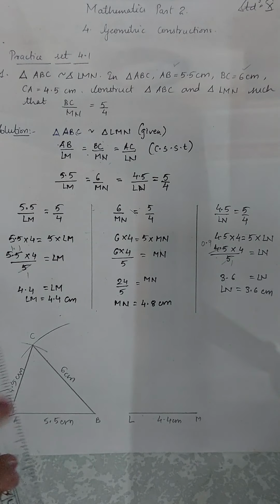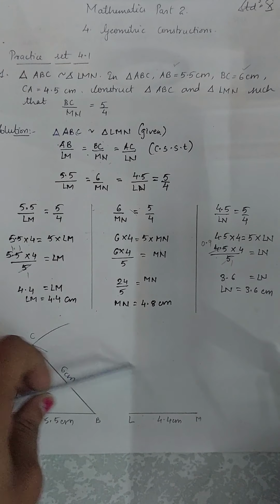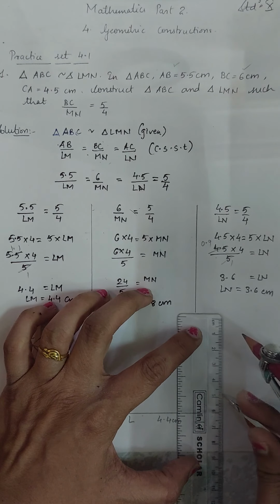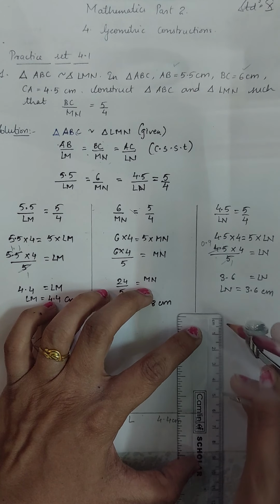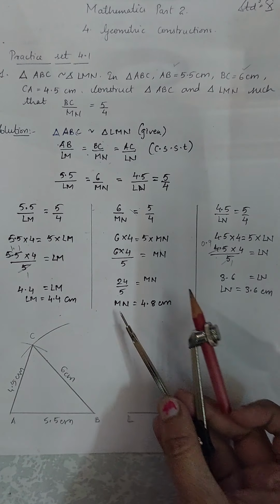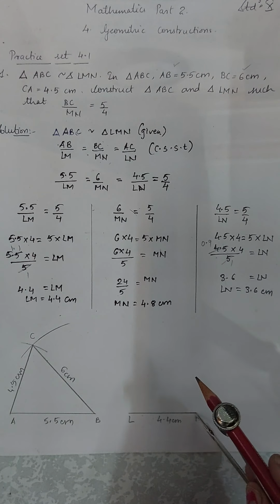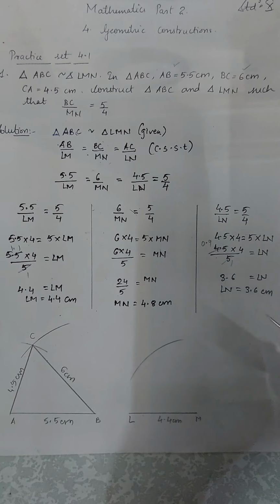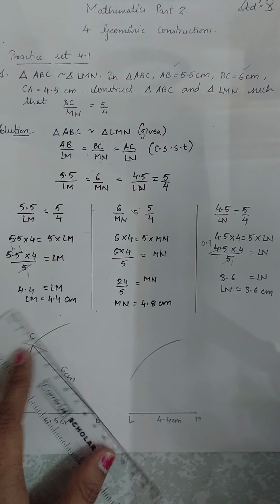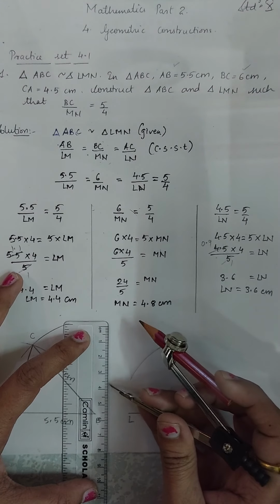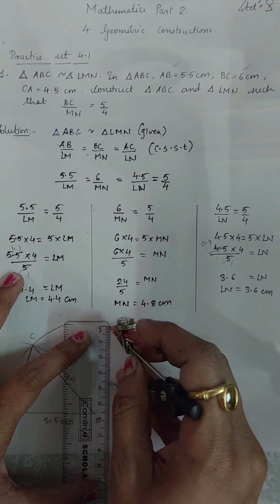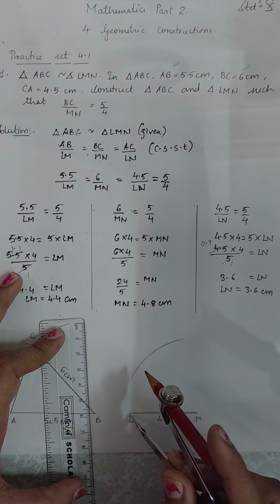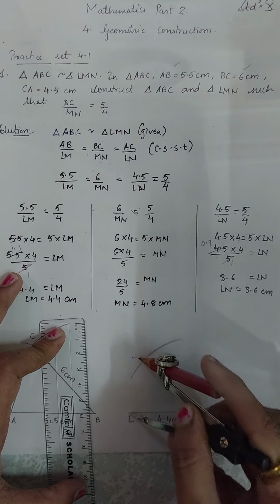So for MN, what we are going to do? We are going to again take the measurement of 4.8 centimeters. MN is 4.8 centimeters. So MN is going to be 4.8 centimeter. And LN is 3.6. So we are going to take 3.6 here. So this is 3.6, which we are going to take, and we are going to draw the arc. So we'll place it here, and we are going to draw the arc like this.